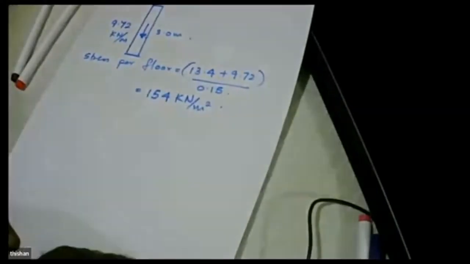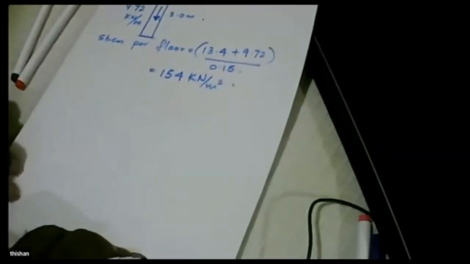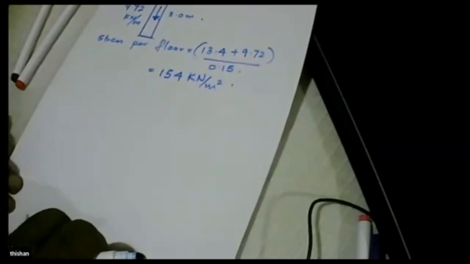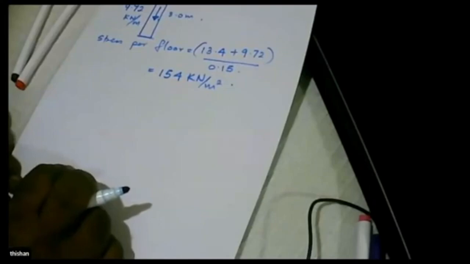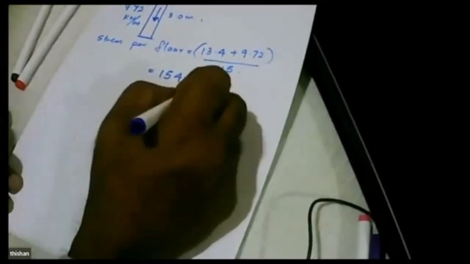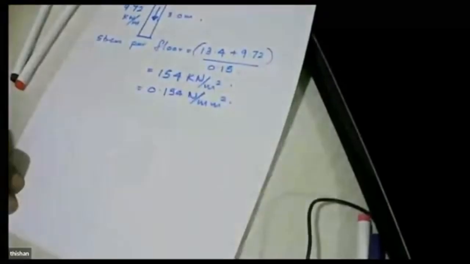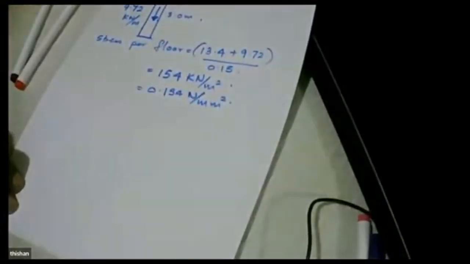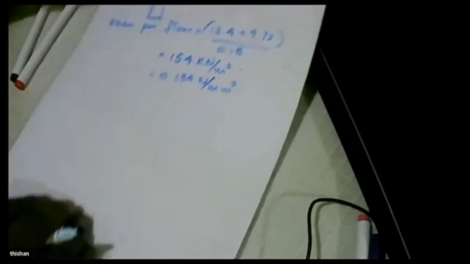So that is the stress, and you can see it's not an extremely high stress because when you convert it to newtons per millimeter squared, what you get is 0.154 newtons per millimeter squared. So that's a value. So let's look at it from the masonry design point of view.